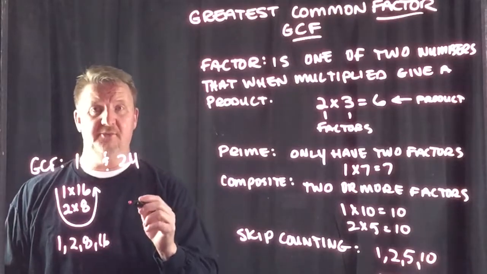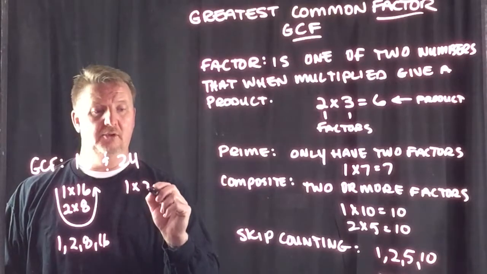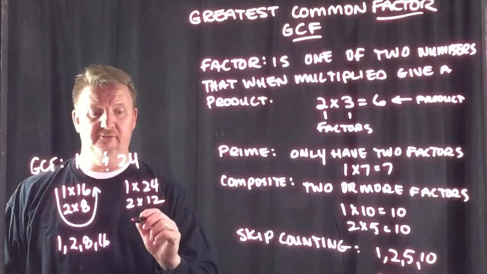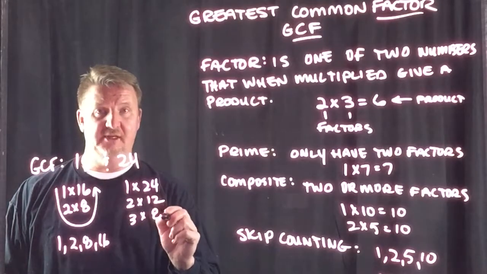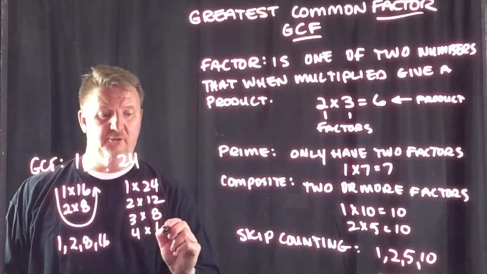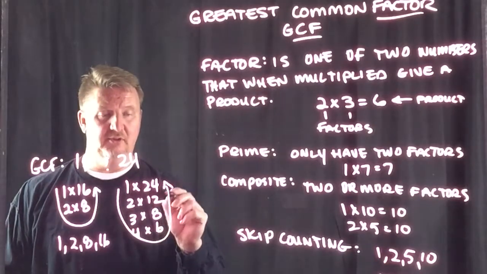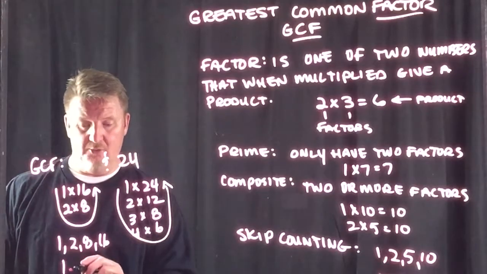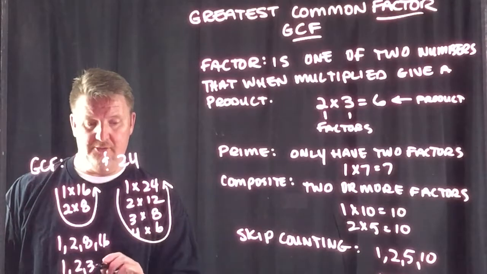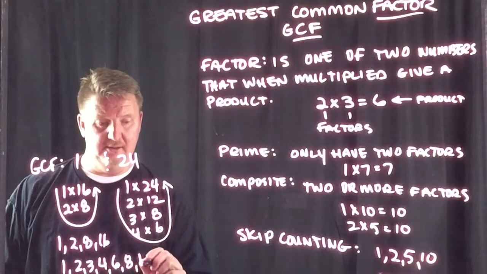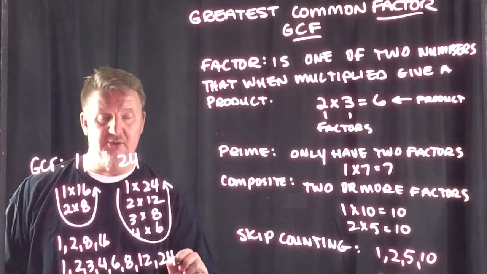Then I do the same thing for 24. 1 times 24, 2 times 12, 3 times 8, and 4 times 6. There are no other factors, so I list them from least to greatest: 1, 2, 3, 4, 6, 8, 12, and 24.